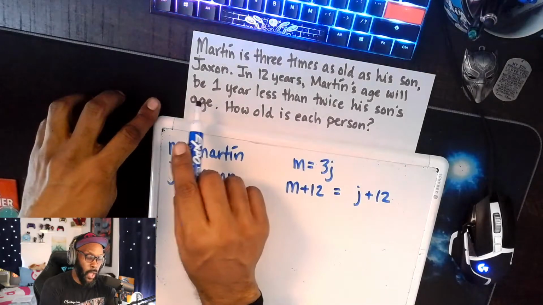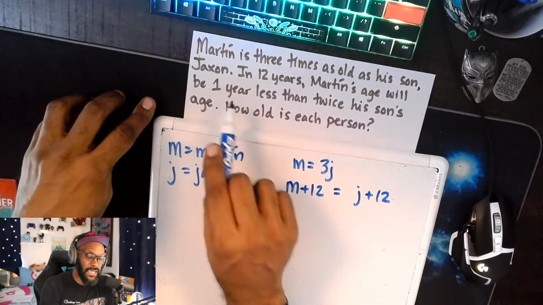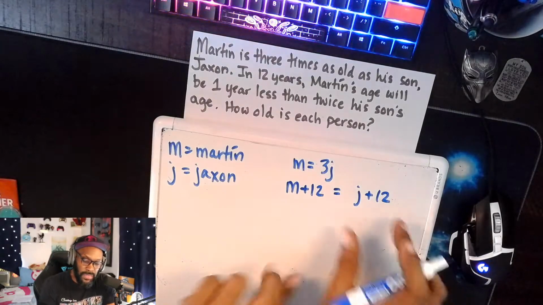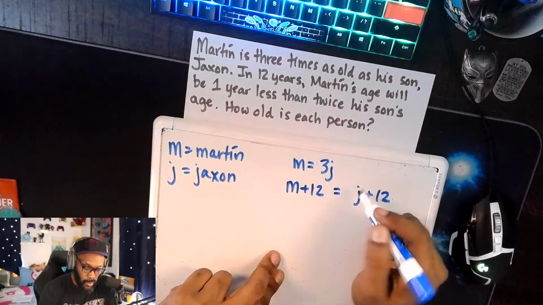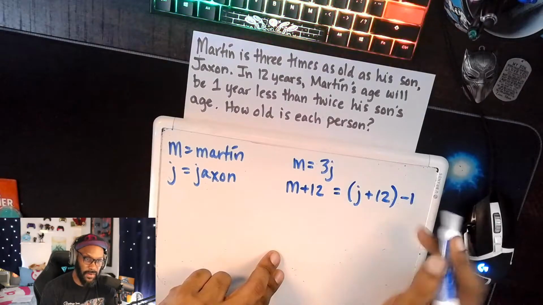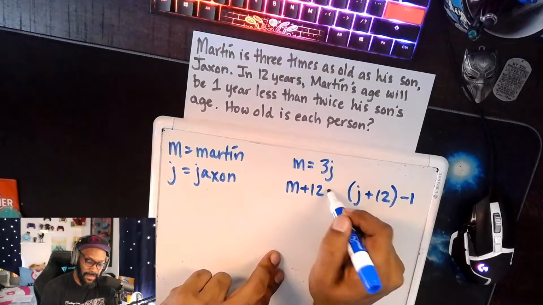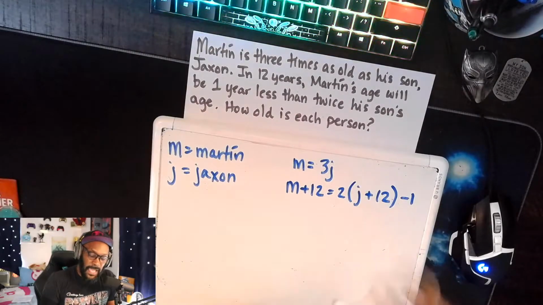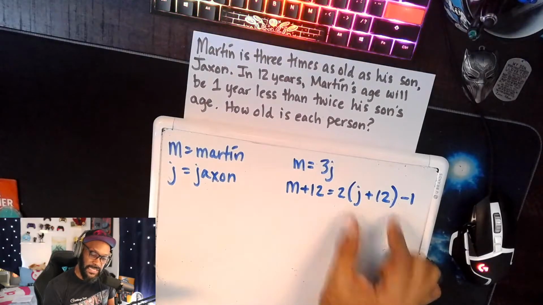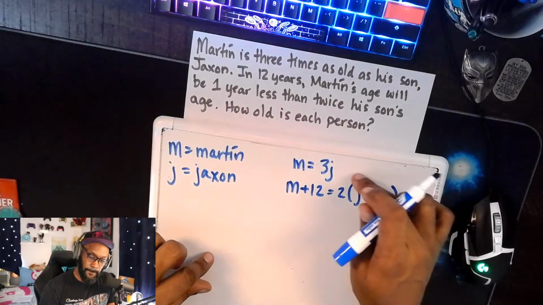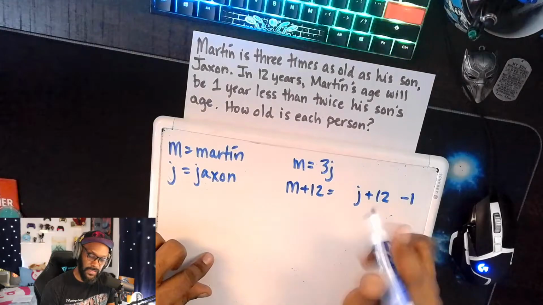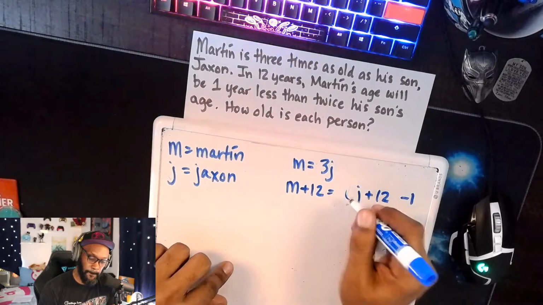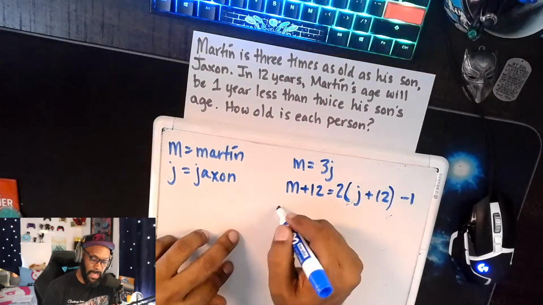Now let's do some work. Martin's age will be 1 year less than twice his son's age. So this is the son's age. So this is 1 year less than twice the age. See how you have to make sure that you capture Jackson's age like this. If your answer was this, remember, that's not telling the story. That's something totally different.